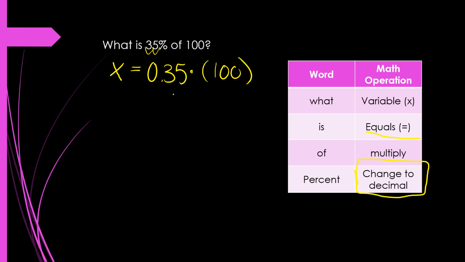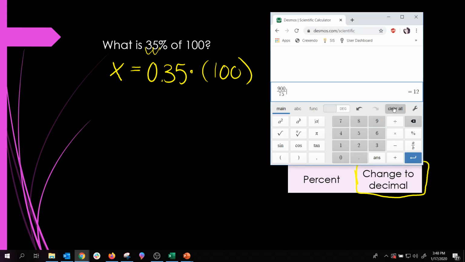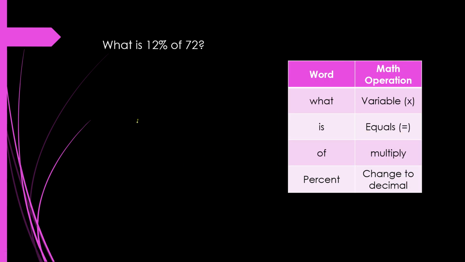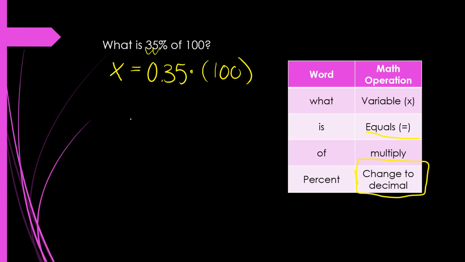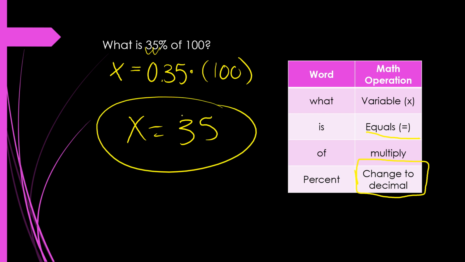So now you can see here x is just equal to 0.35 times 100. So all I have to do is multiply those. 0.35 times 100, which is 35. So x is 35. So 35 is 35% of 100.